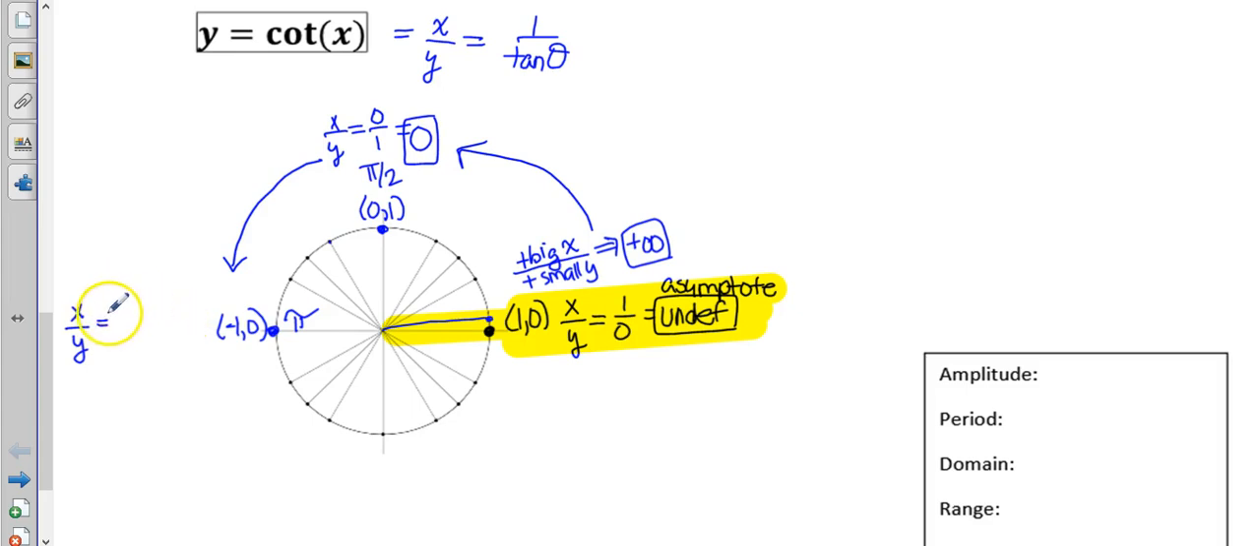So here, x divided by y will be -1 divided by 0. Can't do it. Undefined yet again. Which we probably kind of expected if that happened over here. But so we know there's going to be an asymptote there. And I want to highlight that, make it stand out. Grab your highlighter. So we're going to have another asymptote at pi, vertical asymptote at pi.